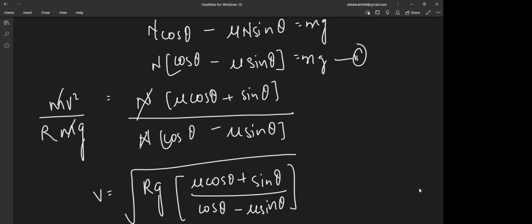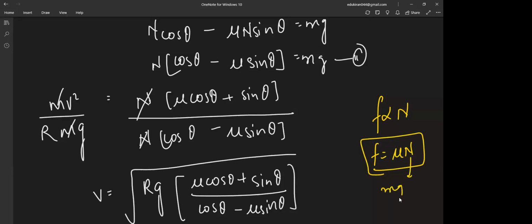Ma'am, is F equal to mu N? Yes, that's the formula of frictional force. Frictional force is directly proportional to the normal reaction. So when we remove the proportionality sign, the constant that we get is the coefficient of friction. So this is the formula. Whatever the value of N, sometimes it is equal to mg, sometimes mg cos theta, sometimes it can be equal to a different force, whatever it is, you can substitute that. But this formula is fixed.